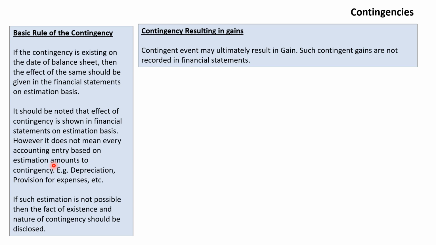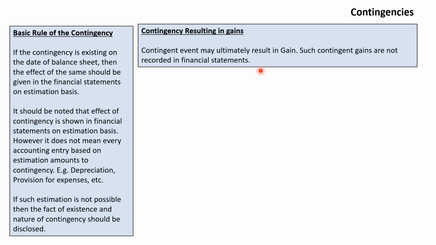If there is a contingency which is resulting in gains, then what should we do? There is a contingency which may result in gain. We may win a court case. It's a contingency which is going to result in gain. Then should we record it? Should we count the estimation for the same? No. A contingent event which may ultimately result in gain, such contingent gains are not recorded in financial statements.